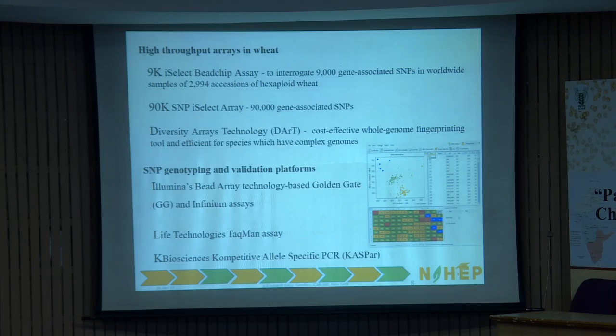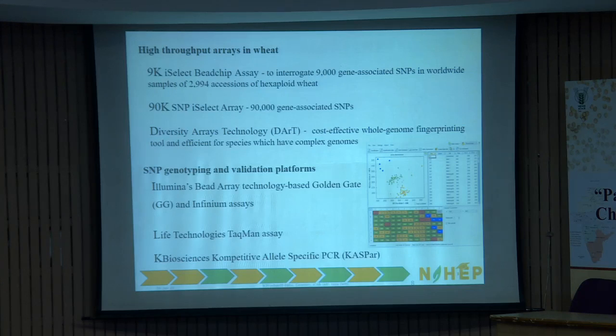So the next one that came was the 90K SNP array chip. This was developed again by the Melbourne scientist Matthew Hayden's group. It's a 90K SNP iSelect array. It's 90,000 different SNP markers, which can differentiate your lines of interest based on polymorphism. They used nearly 794 worldwide accessions, covering Canada, Asia, USA, and Australia.